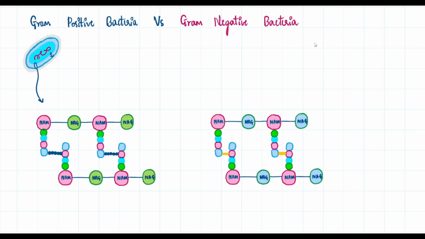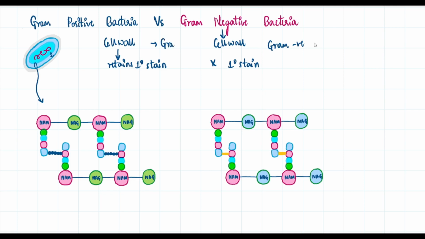But how? See, the gram-positive bacterial cell wall retains the primary stain of gram staining. But the cell wall of gram-negative bacteria does not retain the primary stain during gram staining. That's why this is called gram-negative and this is called gram-positive, right?